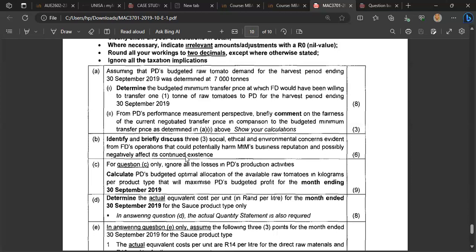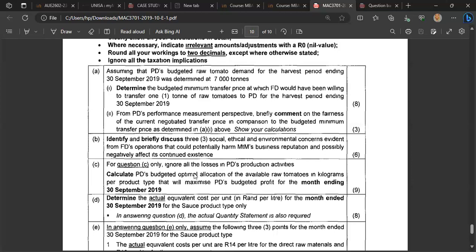So this basically, once you see a budgeted optimal allocation of available, this word available must stick in your mind: scarcity. When you think of scarcity, you know that there is a limiting factor. So with the limiting factor in your mind, you need to calculate your contributions for the different products that you are producing, and then from there do your contribution per limiting factor, and then you rank them, and then decide which one you are going to produce first, which one you are going to produce last. That's what we are doing there.